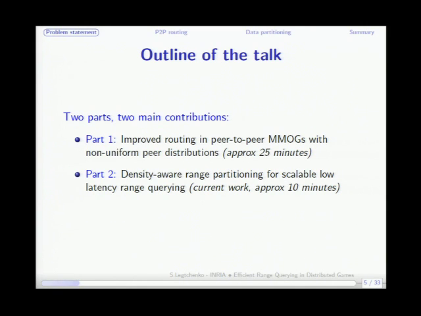So, in this talk, there will be two parts that will explain two main contributions of my work. In the first part, I will describe how we can improve routing in peer-to-peer MMOGs with non-uniform peer distributions. That will be the main part of the talk. And for part 2, I will explain my current work, which is density-aware range partitioning for scalable low-latency range querying.